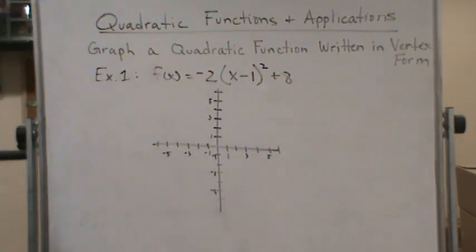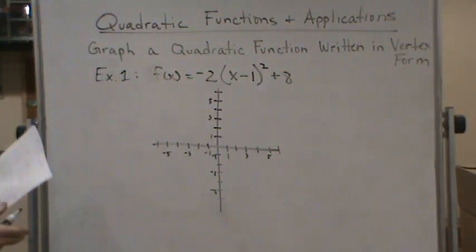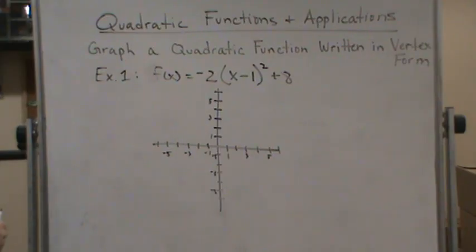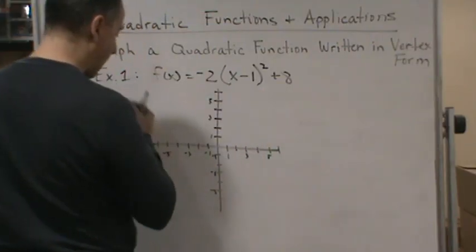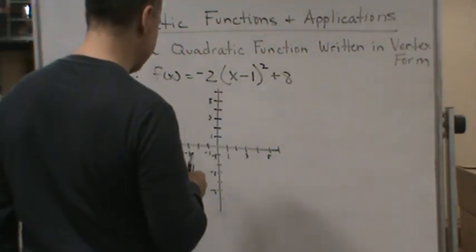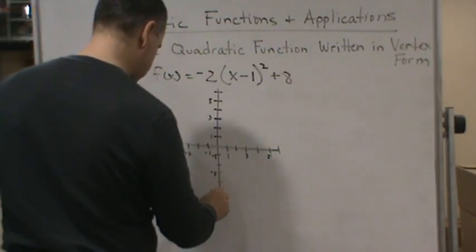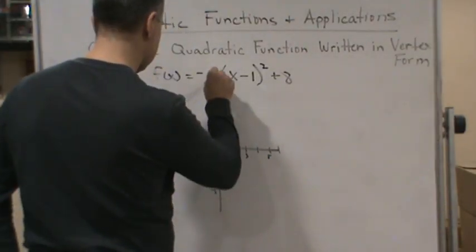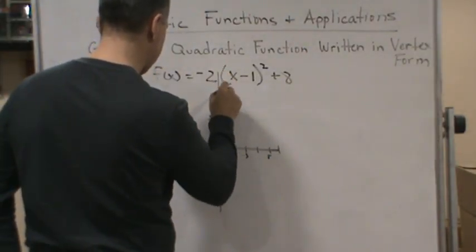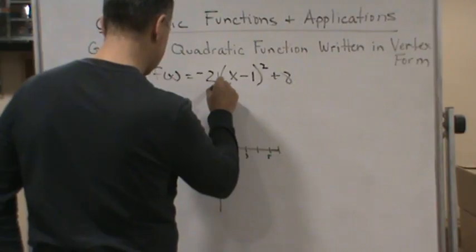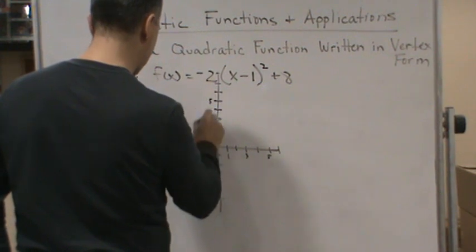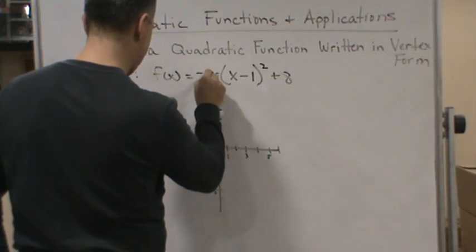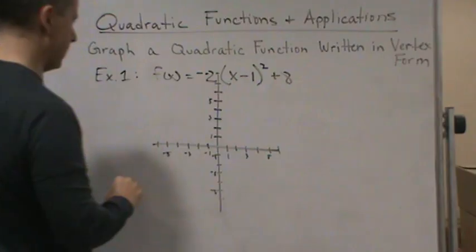Okay, so here we go. So now what did we find? If we want to sketch the graph, well, one, we found the vertex. The vertex is negative 1, 8, so negative 1, 8 is going to be up here, over here, about right there. I was trying to avoid getting messy.